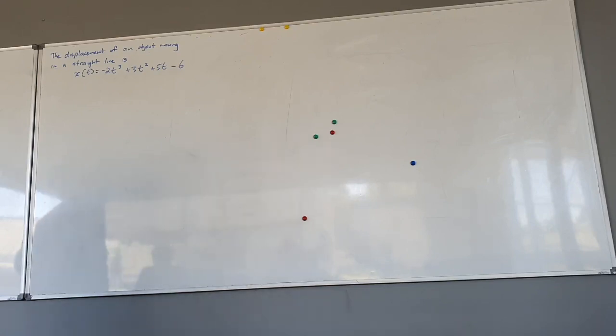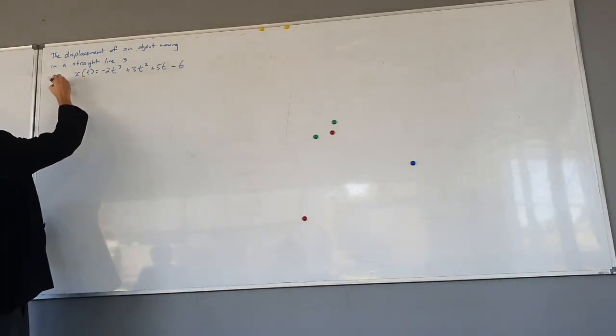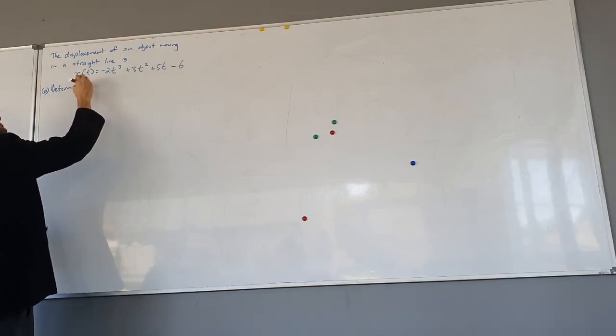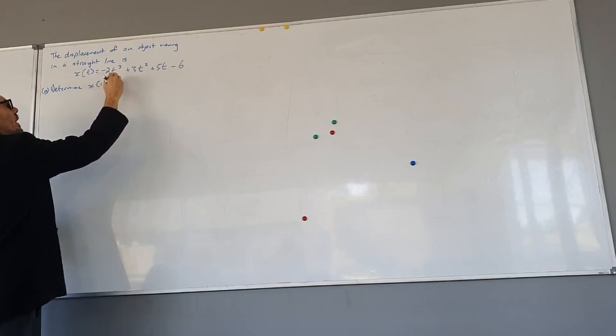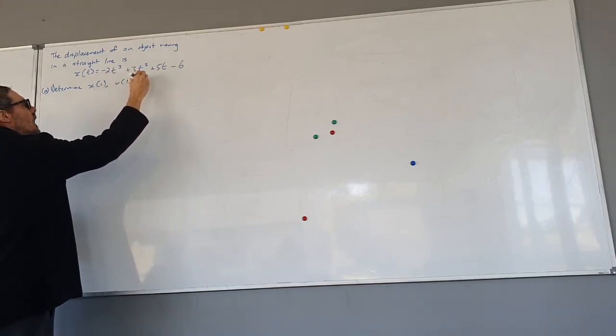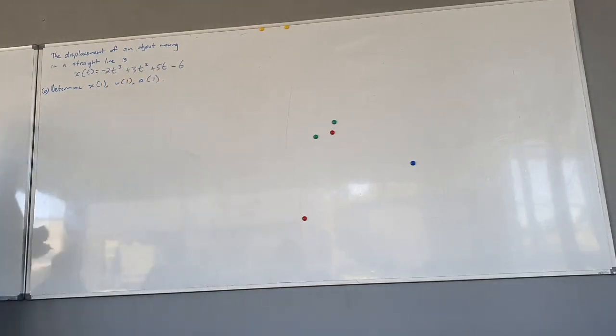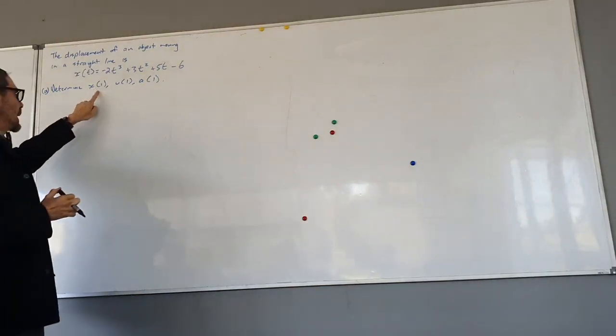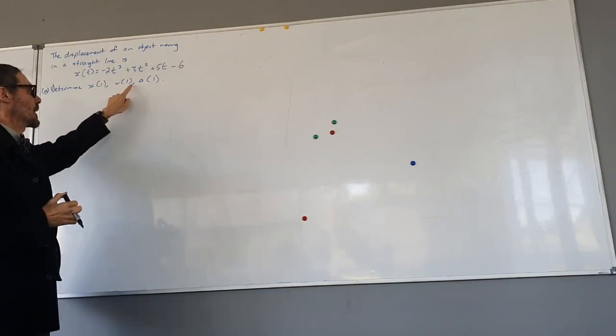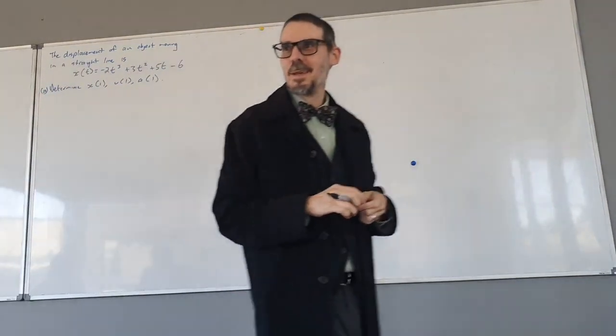Nice, okay. A, determine displacement, velocity, and acceleration after 1 second. Notice the way I summarised what they said in the textbook? This means displacement when t is 1, velocity when t is 1, acceleration when t is 1.